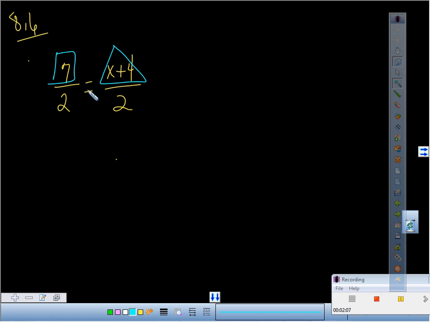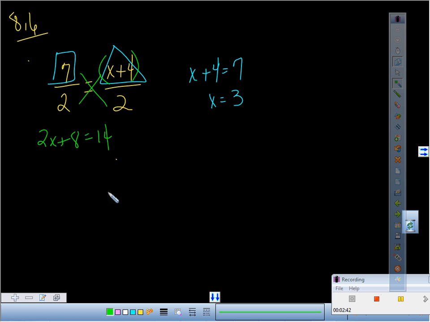What's that sign right there say? They have to be the same, right? So I can just say, hey, x plus 4 has to be 7. So what does x have to be? 3. Okay? Now, what if you didn't see that and you said, oh, I'm cross multiplying, that's a proportion. Then, what is 2 times x plus 4? Tell me what you get. 2x plus 8 is equal to, what's 7 times 2? 14. Now, how do I solve that?